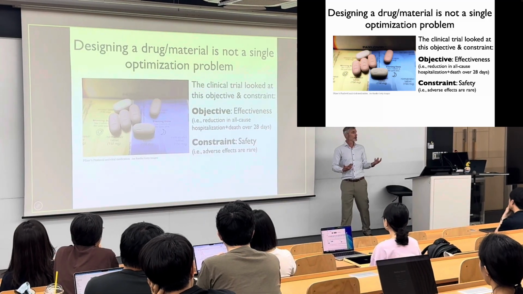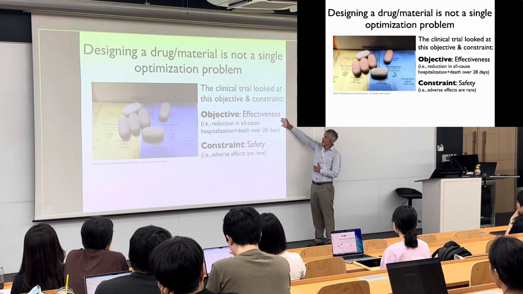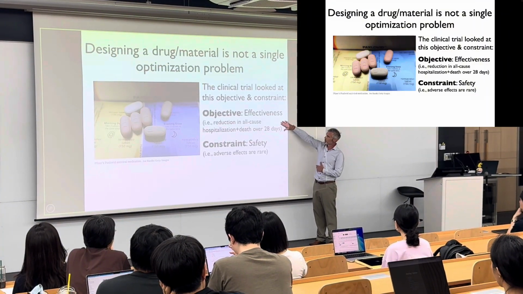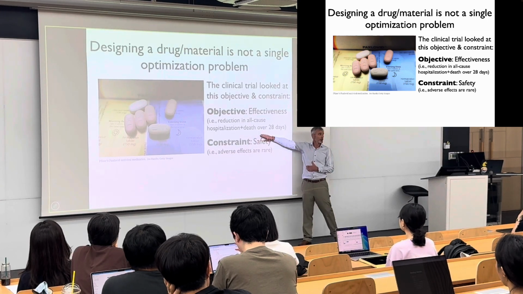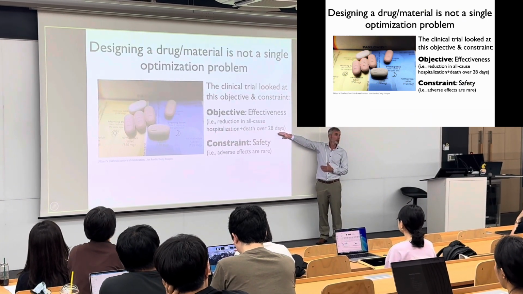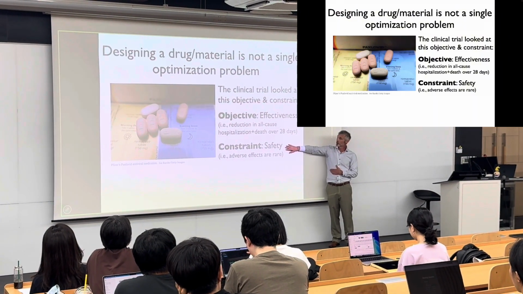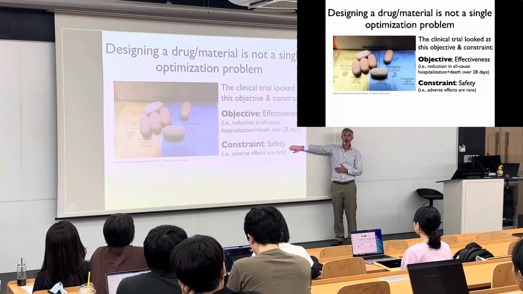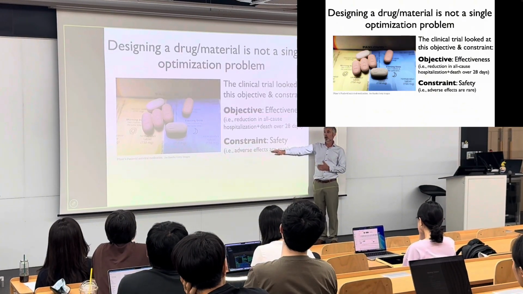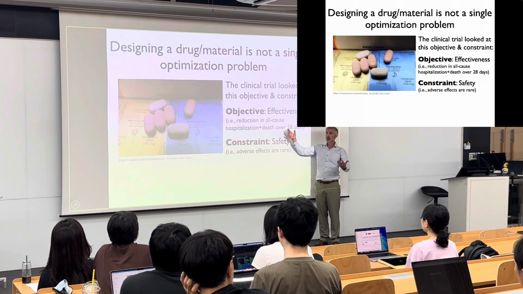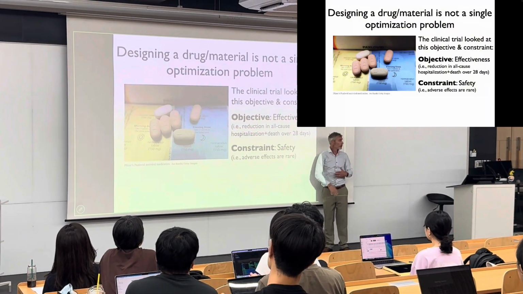So the first thing you would do is you'd write down, what is my objective function? Well, it's effectiveness, right? So maybe let's make that a little bit more precise. I'm going to try to reduce all-cause hospitalization and death over some period which is relevant for the progression of COVID. And then there's also a constraint on safety, right? So the number of adverse events of various types should be rare in the clinical trial population. So it's a classical optimization problem. I optimize this thing subject to a constraint on this thing. Perfect.